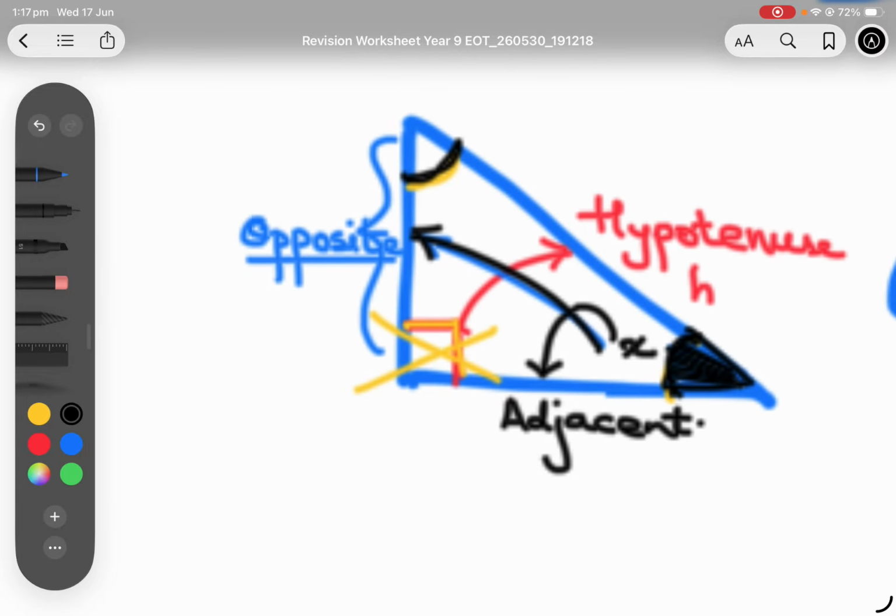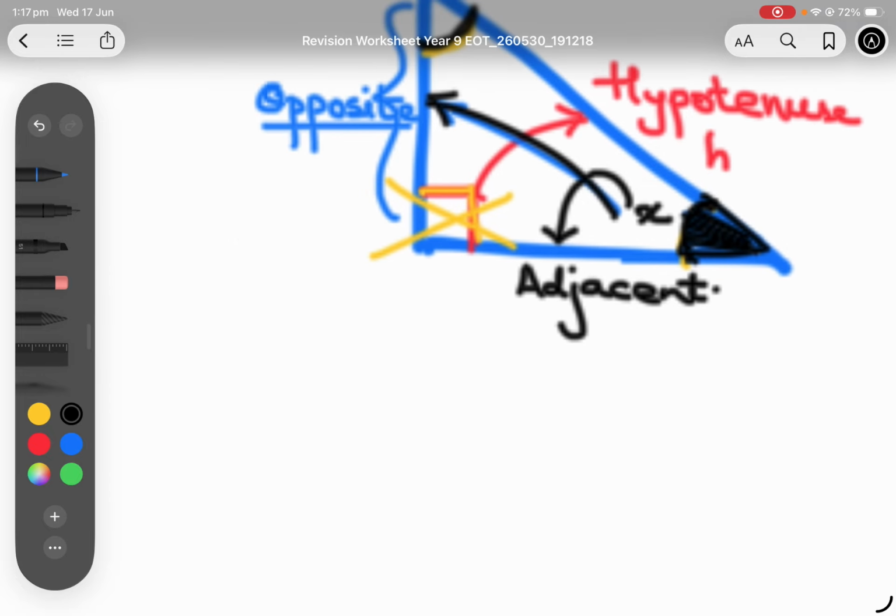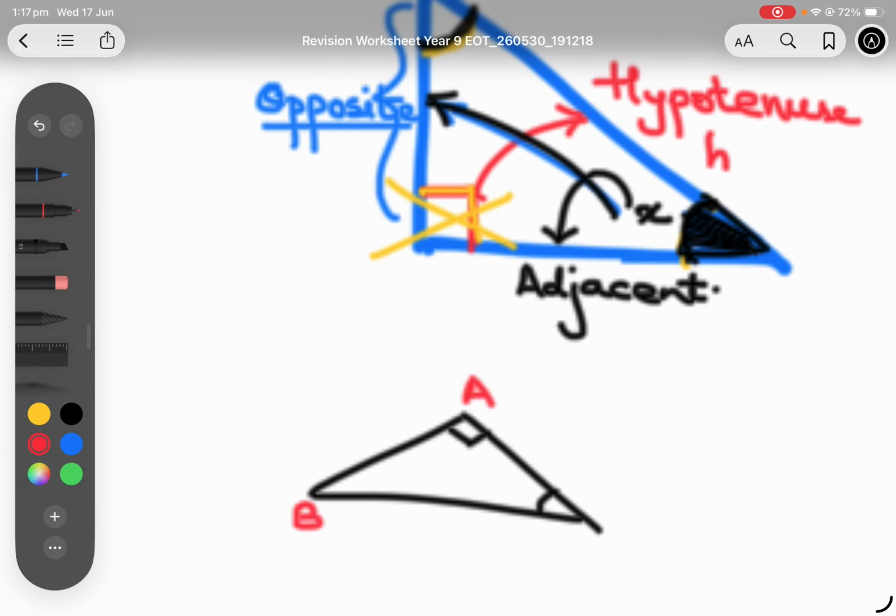Now if I have another triangle like this, where they have marked a 90-degree angle here, and they are talking about this angle. Let's name this A, B, and C. So BC over here is the hypotenuse. Why is that so? Because it is in front of 90 degrees.